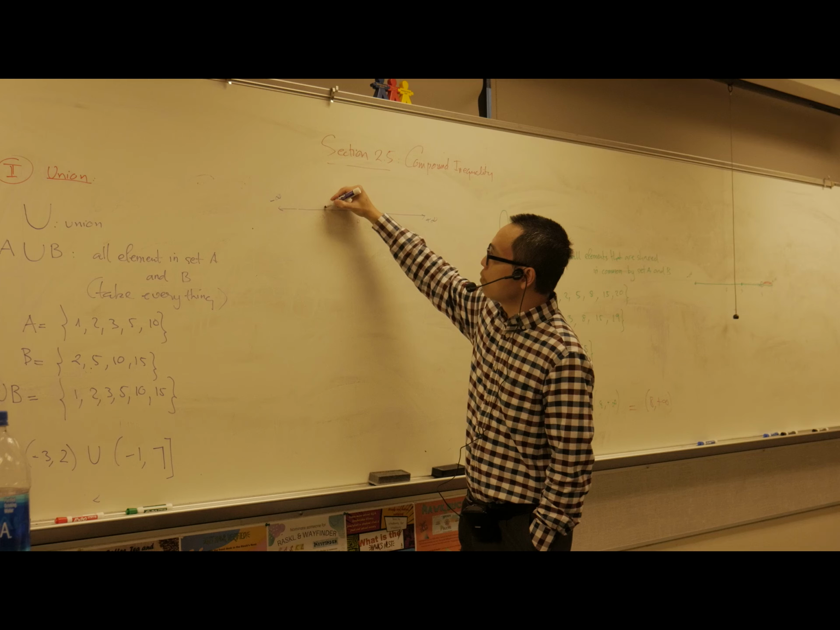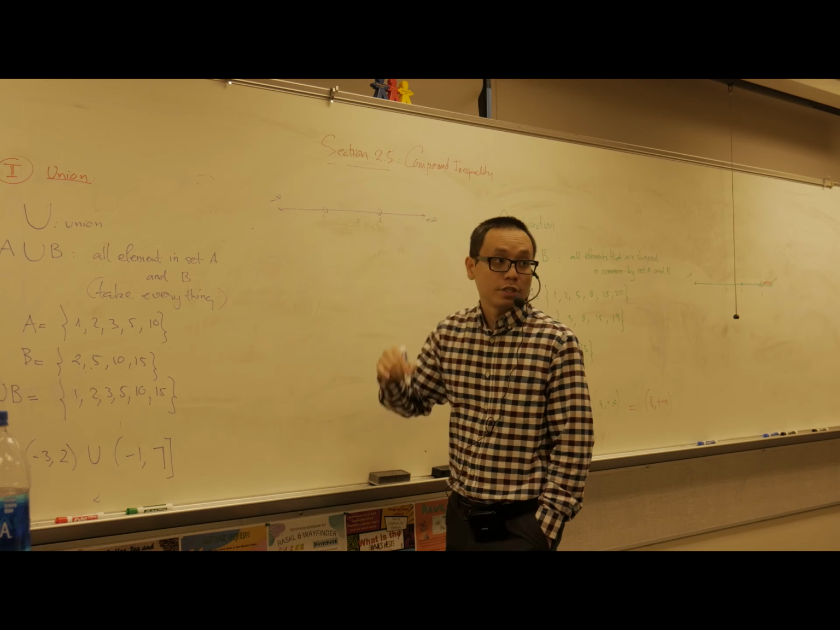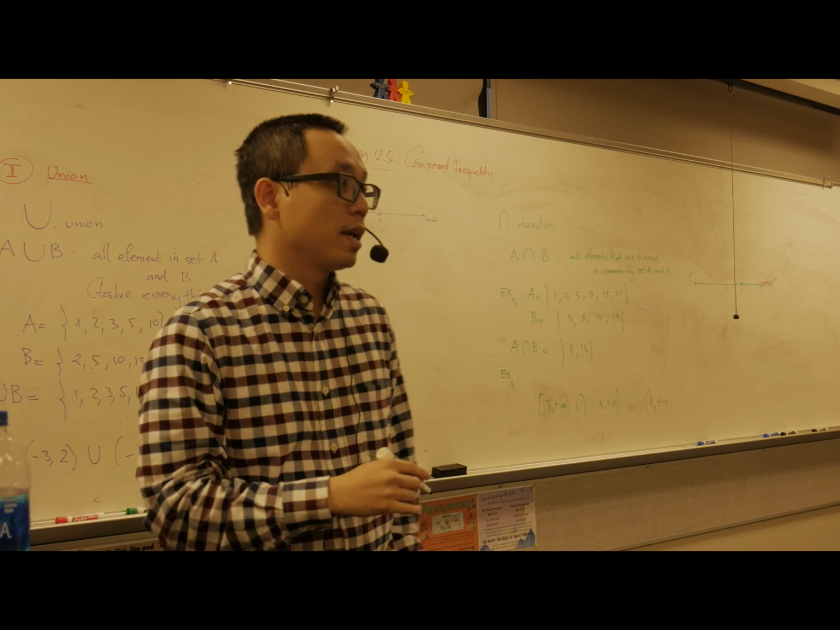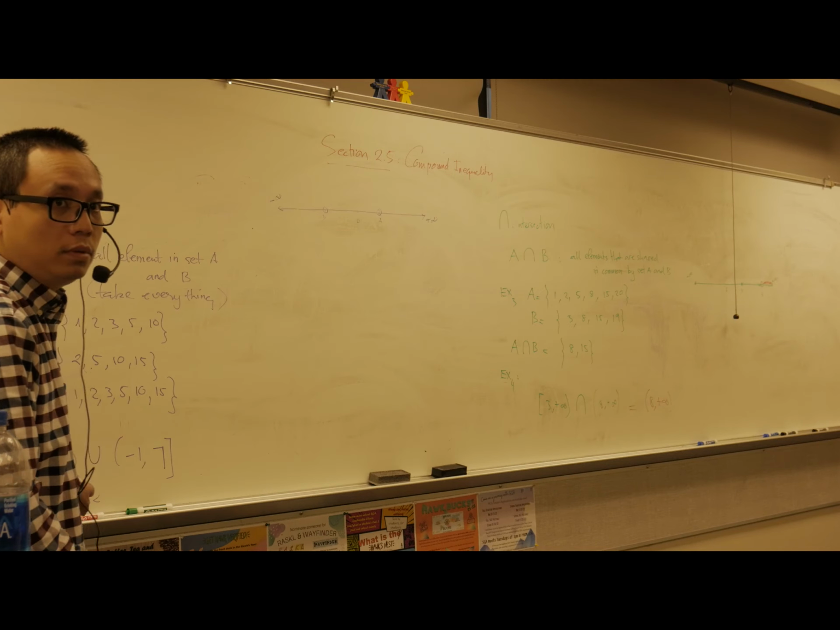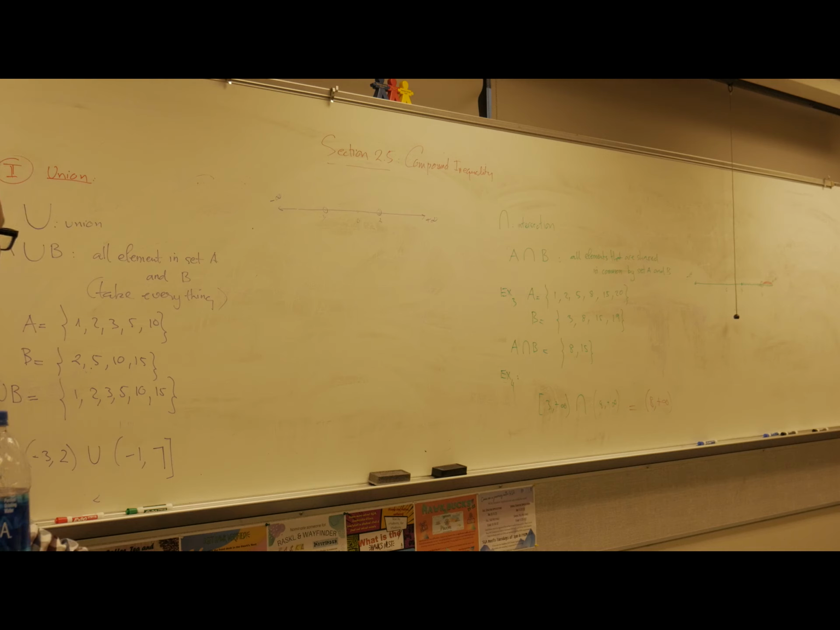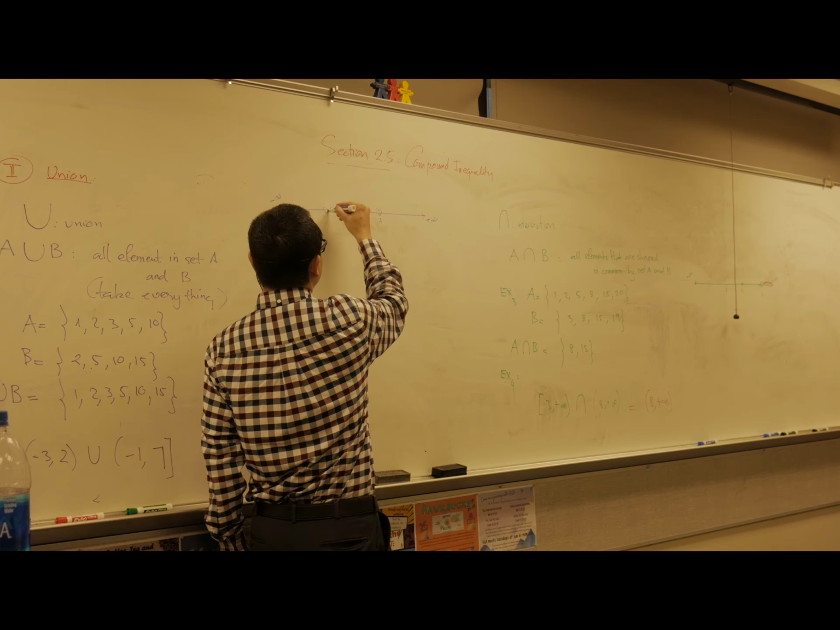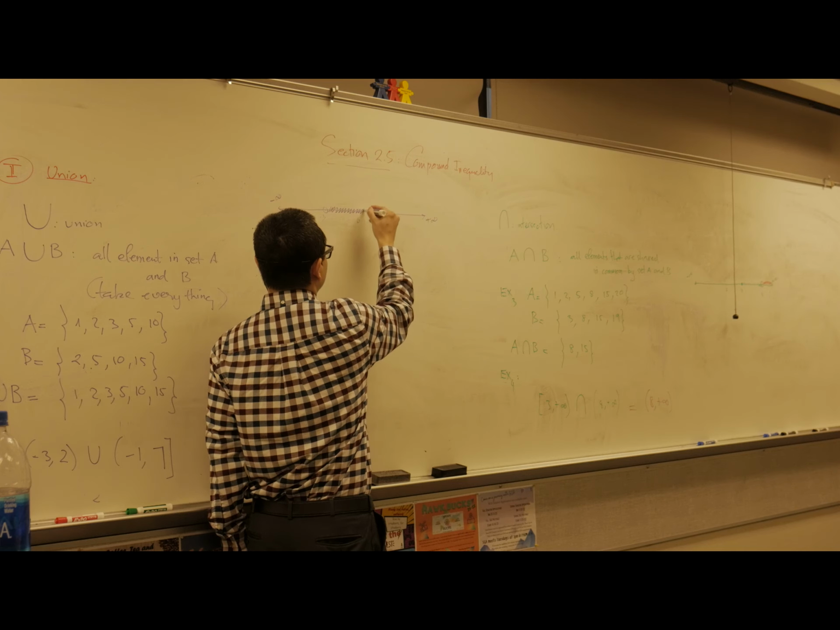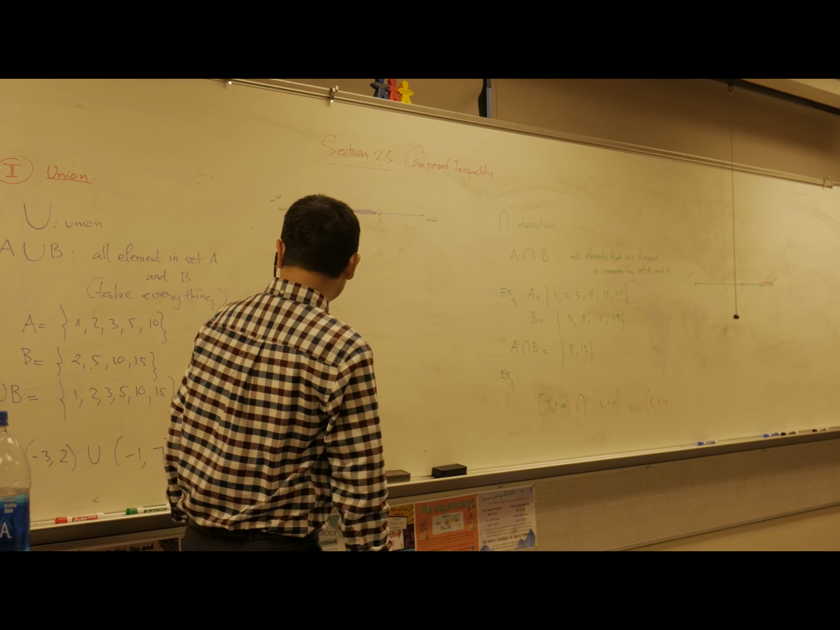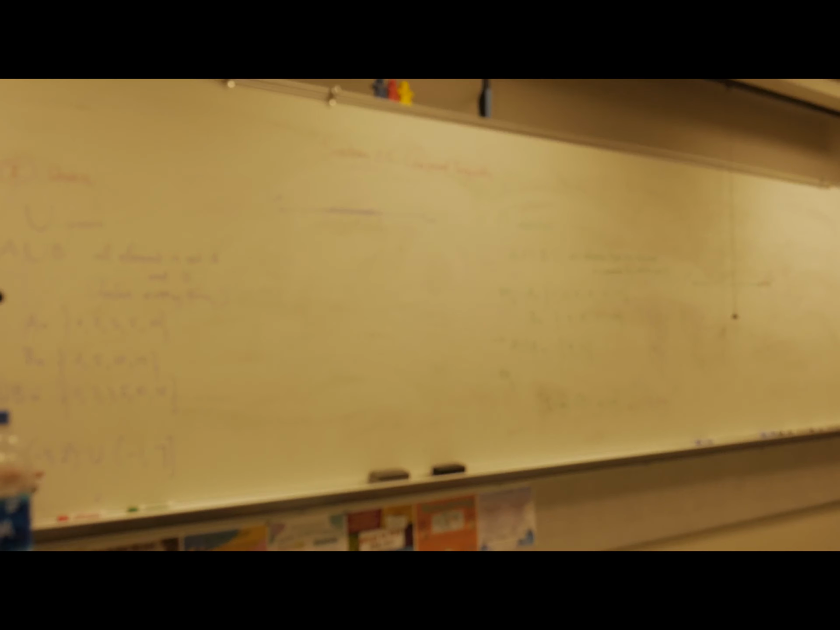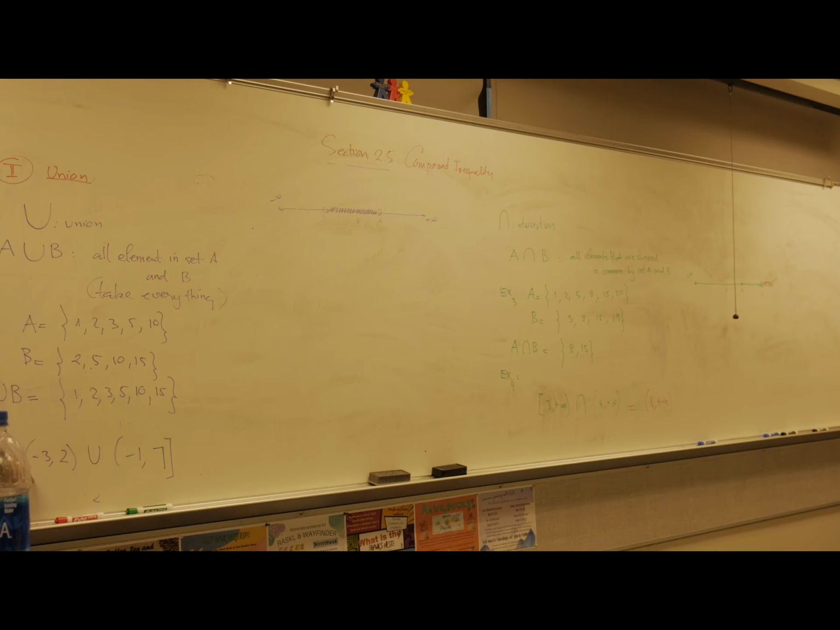And we're going to put the open circle at -3 and 2, because at -3 and 2 we have parentheses. Good. Now I'm going to shade everything between -3 and 2, because that's what interval notation means. This is between -3 and 2, not including -3 and 2.